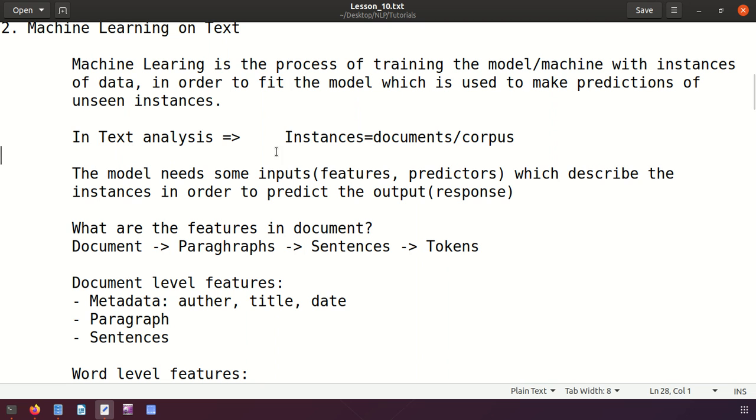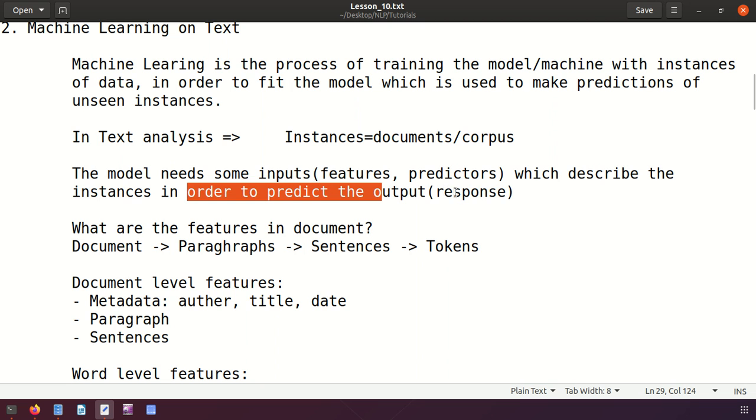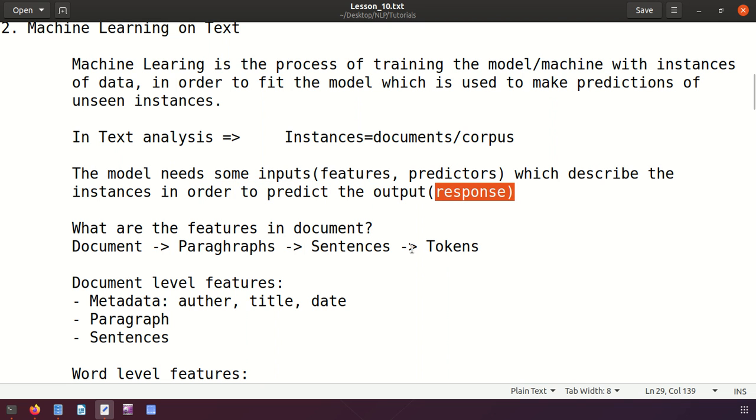In text analysis, instances are nothing but the document, or we say corpus. The model needs some inputs like features or predictors, they are all the same, which describe instances in order to predict the output. This is important, friends. Instances, features or predictors are given to the model as training data, and after that the model will be able to predict the output, and that output is called the response value.